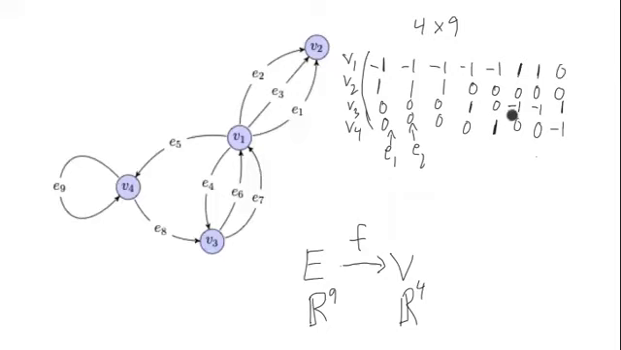Then we go to E9 right here. It's a loop, so it's at V4. V4 gets a -1 and a 1, but they cancel out, so you just get a column of zeros. So you have E1, E2, E3, E4, E5, E6, E7, E8, and E9. And this is the incidence matrix for this particular digraph.